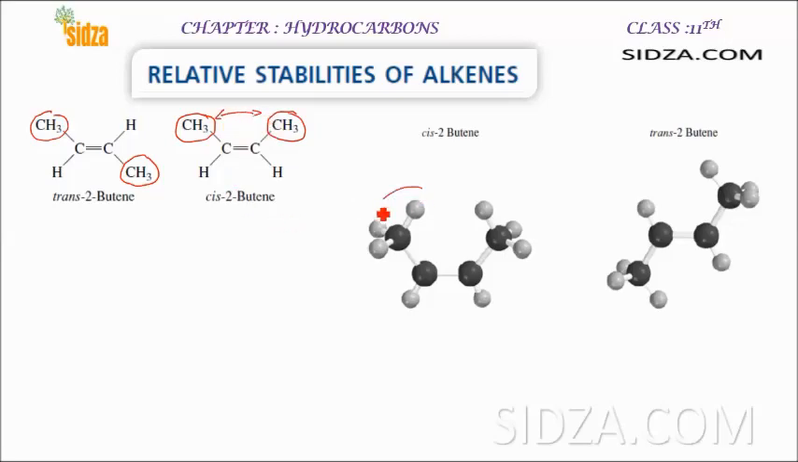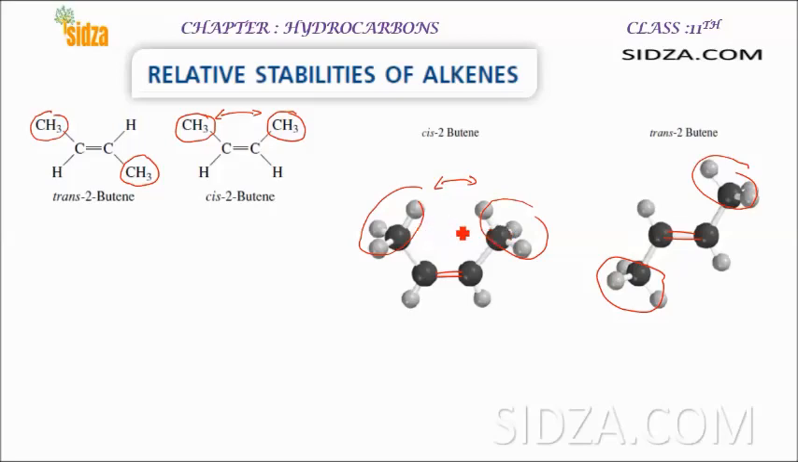You got a methyl group here. This is another methyl group. This is the carbon-carbon double bond over here. The 2 groups in the cis position, they are closer, so steric repulsion will be more. Over here in the trans-2-butene, the 2 methyl groups are away from each other. You got a carbon-carbon double bond. The 2 methyl groups are opposite, right? The distance is more between the 2 groups. The repulsion is not so high as you find here, right?